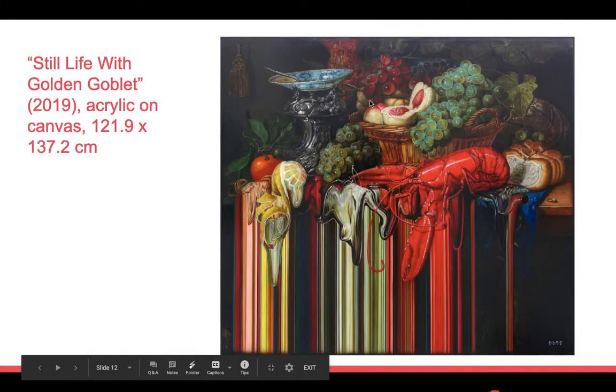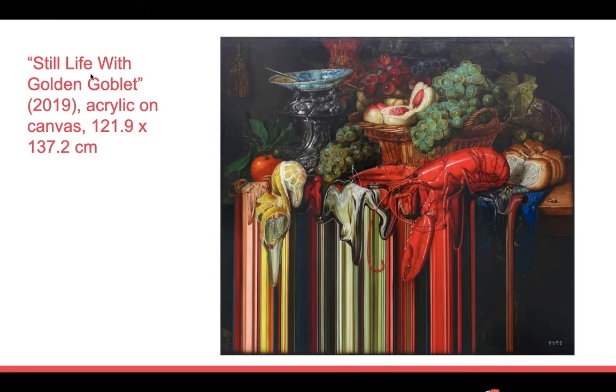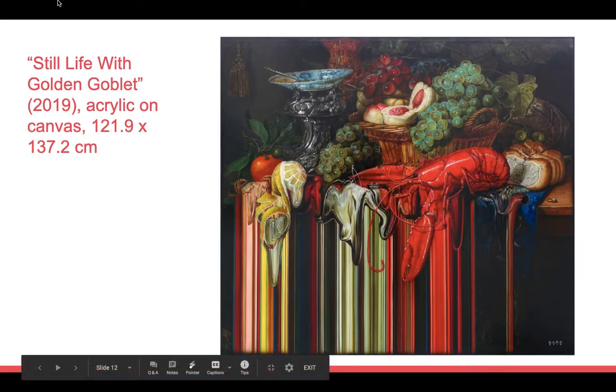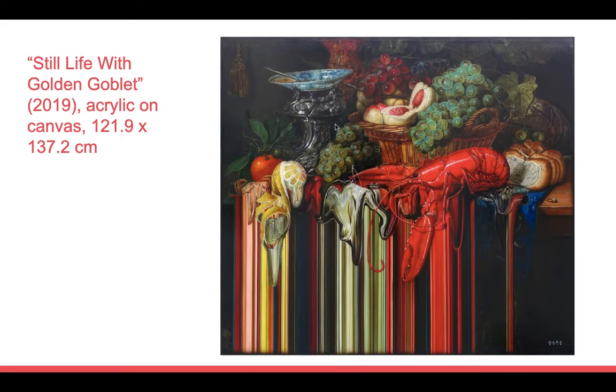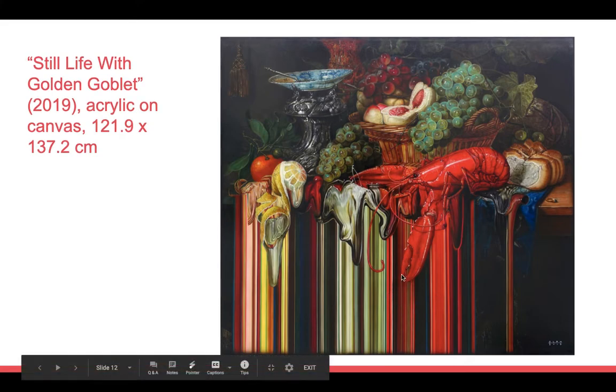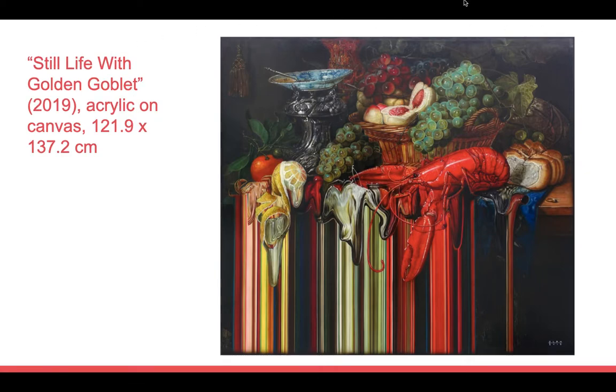And then I really enjoyed this still life. This is Still Life with Golden Goblet. And this painting is basically about like a glitch in time. So we have the traditional fruit basket, and then it almost glitches like the computer or the future, and then all of the paint starts to melt together.